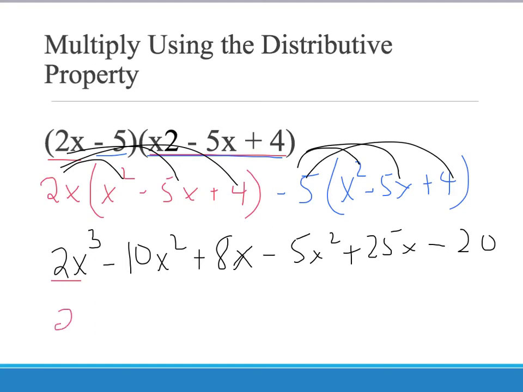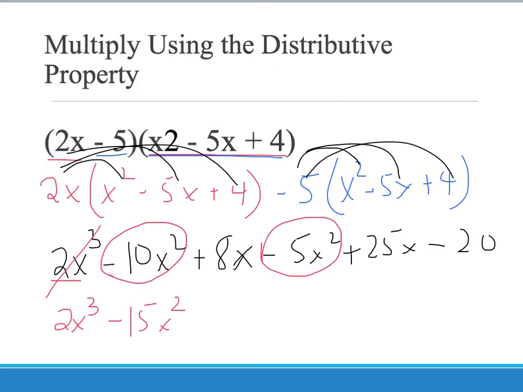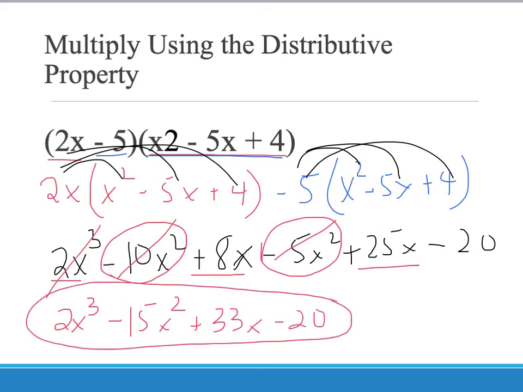Okay, there's only 1 to the degree of the third power. I have negative 10x squared and negative 5x squared, so I have negative 15x squared. Cross those off. 8x and 25x gives me 33x, and then I just have minus 20 left. Okay, so with the degree starting first, it would be 2x to the third minus 15x squared plus 33x minus 20.